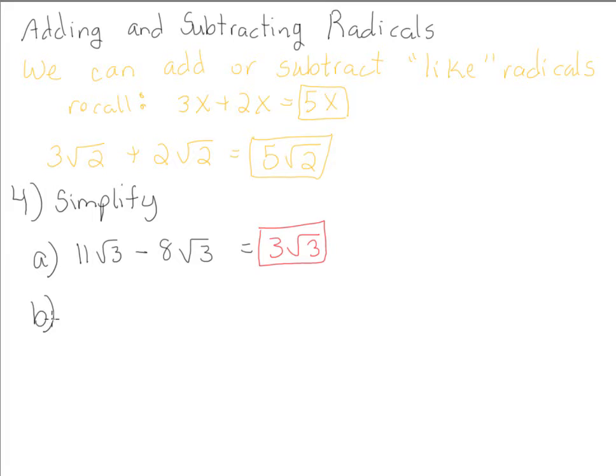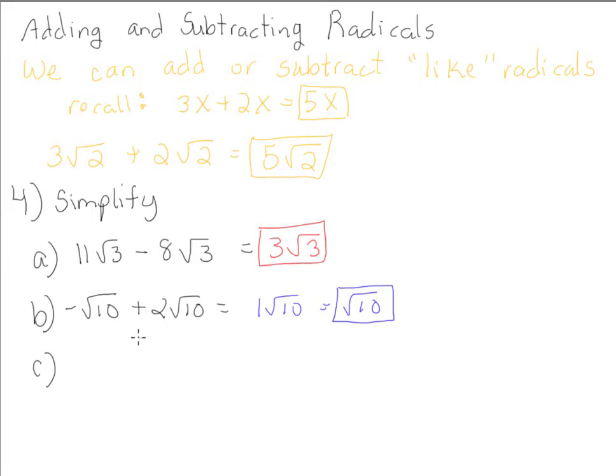All right, looking at example B, we have negative the square root of 10 plus 2 the square root of 10. So we have negative 1 plus 2, which is simply 1. And then we keep our common radical. So that's going to be 1 times the square root of 10. And simplifying that, we don't write the 1, so we're just going to write it as the square root of 10.